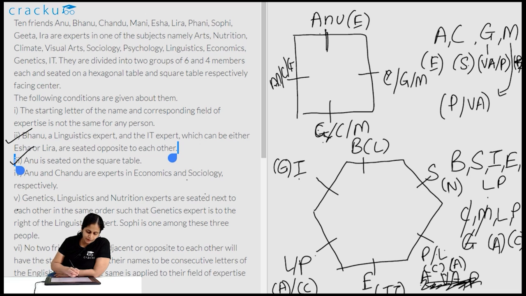Now let me see if I have completed every condition as such. Starting letter of the name and corresponding field of expertise is not the same for everyone. It is not helping me remove any of the remaining options. Field of expertise is known for almost everyone except Geeta and Mani, and this is not helping me resolve that particular thing, so it is done. So I am done with clue 1.